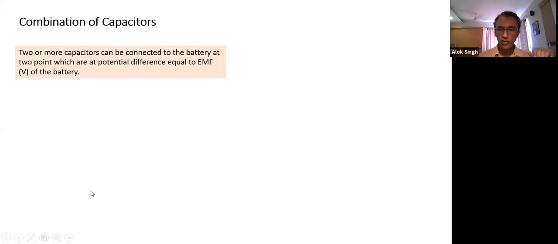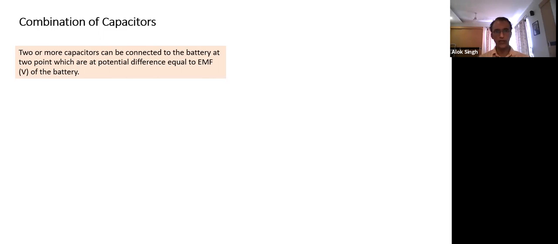It is something similar to what you have done in the case of resistances connected in series and in parallel. You may recall that when you connect resistances R1 and R2 in series, the equivalent resistance is R1 plus R2. When you connect them in parallel, 1 by the equivalent resistance equals 1 by R1 plus 1 by R2. That you might recall from your school days.